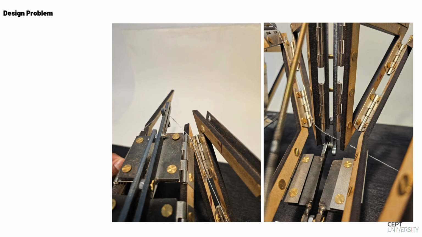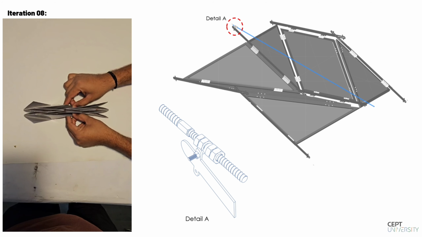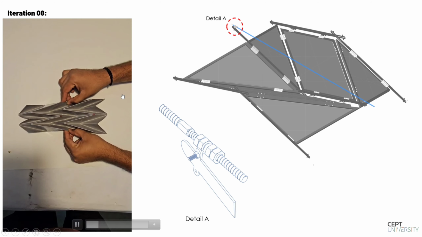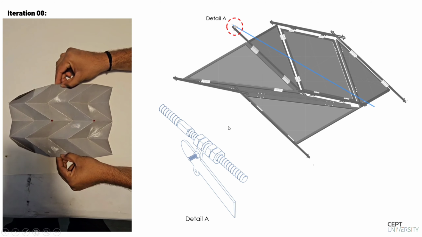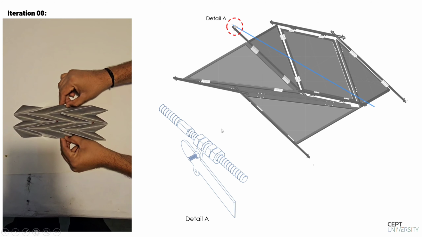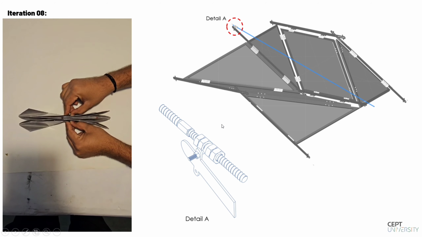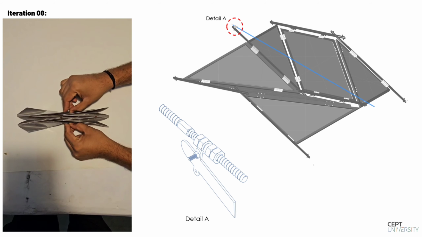I observed that valley folds move along the y-axis while mountain folds move along the x-axis. To resolve this, I introduced a threaded rod parallel to the central strip, supported by eye bolts, guiding the x-direction motion for easier opening and closing.